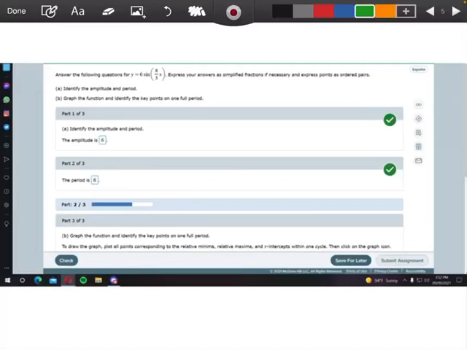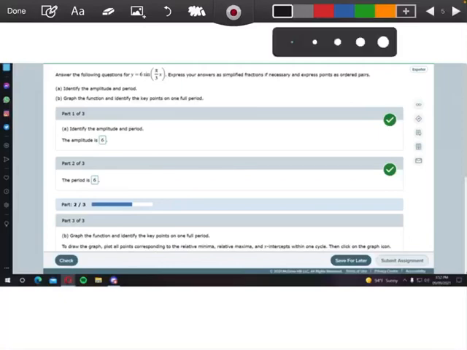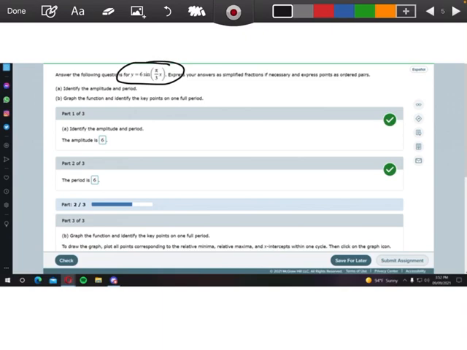All right, so guys, this is a problem here out of 4.5. Excuse me, and we're supposed to be graphing this function right here, y equals 6 sine of pi over 3. And so the student has already found the amplitude. So remember, the amplitude was the number in front here.